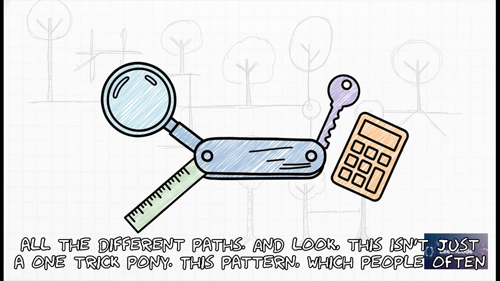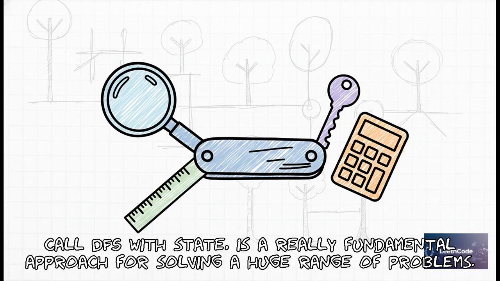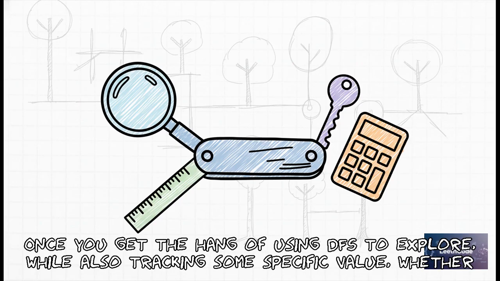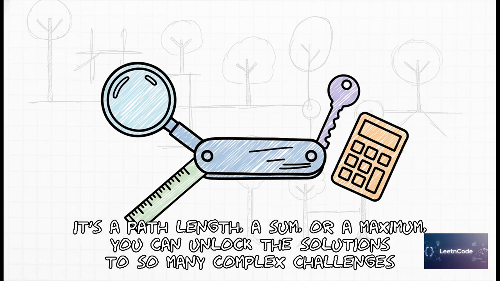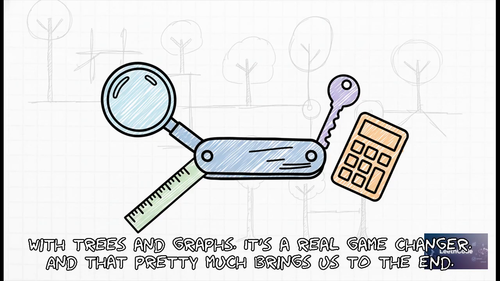This pattern, which people often call DFS with state, is a really fundamental approach for solving a huge range of problems. Once you get the hang of using DFS to explore while also tracking some specific value, whether it's a path length, a sum, or a maximum, you can unlock the solutions to so many complex challenges with trees and graphs. It's a real game changer.